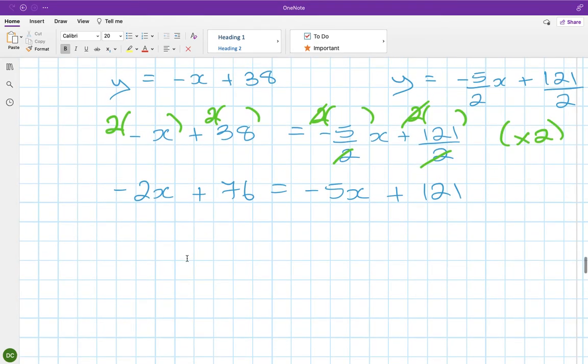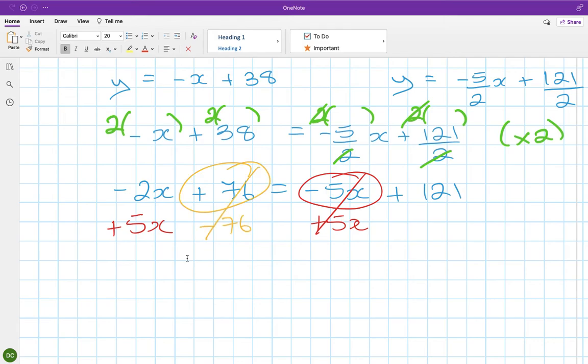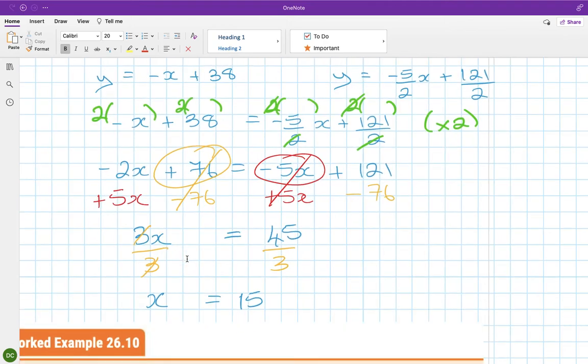Okay. I'm going to bring the x's to the left. So this is in the wrong place. So I'll plus 5x to get rid of it from that side. And I'll plus 5x to bring it over here. And then this is in the wrong place, so I'll minus 76 to get rid of it and minus 76 to bring it over there. So this is 3x, and this is 121 minus 76, this is 45. And then we divide by 3, divide by 3. So I get 15. So x is 15.